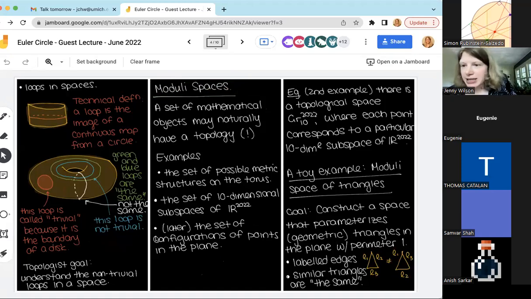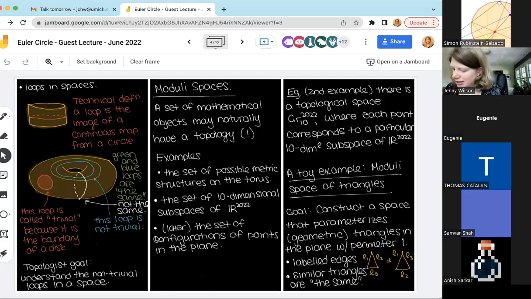The term moduli space basically means parameter space. So this is an example of a topological space that parameterizes some collection of mathematical objects. So every point in my moduli space corresponds to some mathematical object. And something amazing is that somehow naturally, in many instances, collections of mathematical objects come with a topology in a natural way. So some examples of moduli spaces that are studied in mathematics.